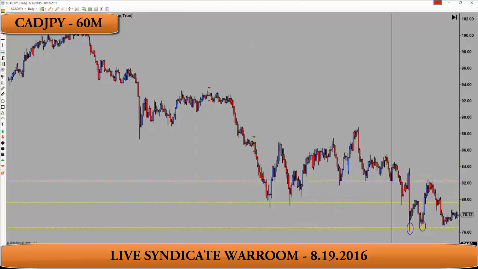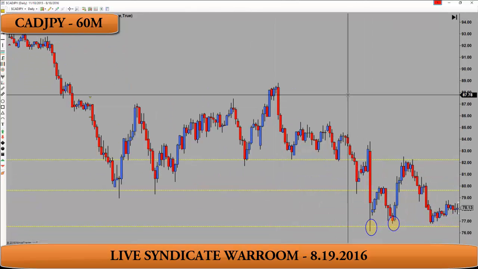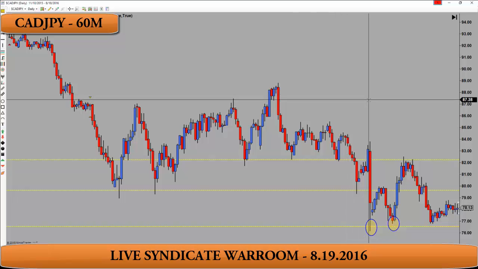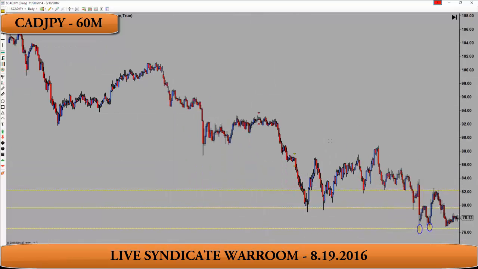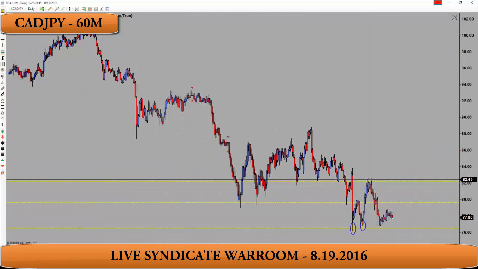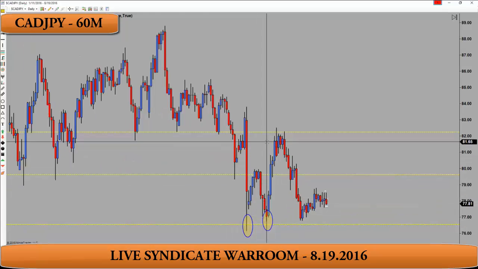CAD yen. If you're new, guys, we use a higher time frame and a lower time frame in the war room in terms of structure and price action trades that I'm looking to take. Right now, we've been in a downtrend on the daily chart. Everyone can see that clearly. We come down into this level, we came up, we sold off.